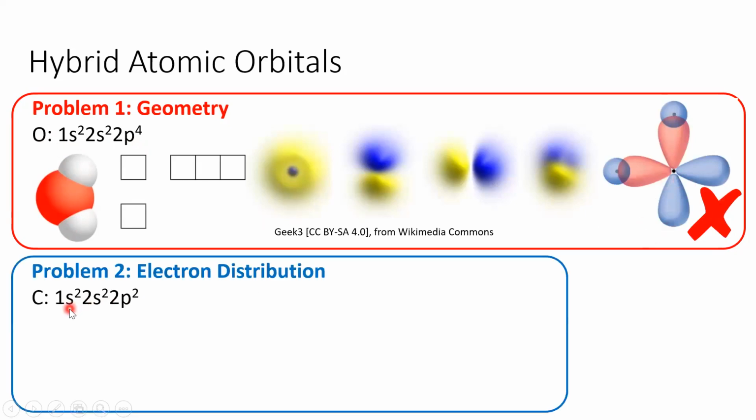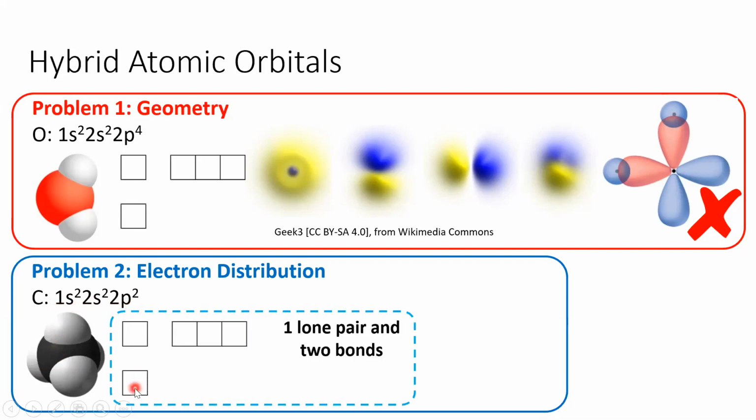And if we were to look at carbon, this is CH4 or methane. If we were to look at carbon in that structure, it's 1s2, 2s2, 2p2. So we'd have 2 electrons here, 2 electrons here, and 2 electrons here. We would kind of expect to have something looking like this, and that's not what that molecule looks like either.